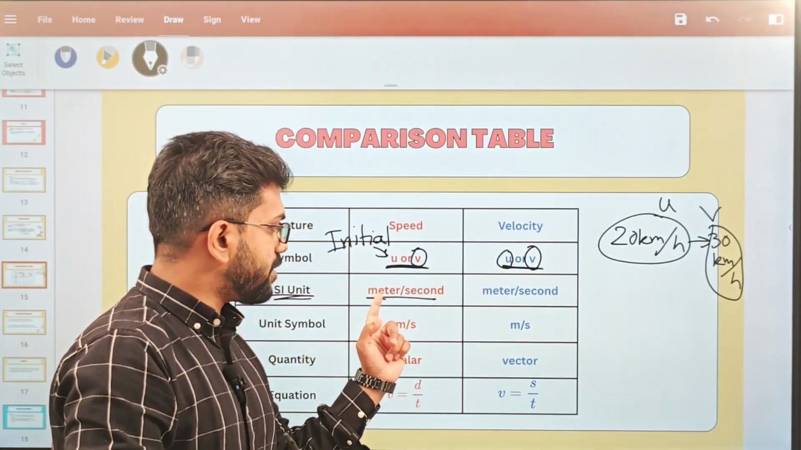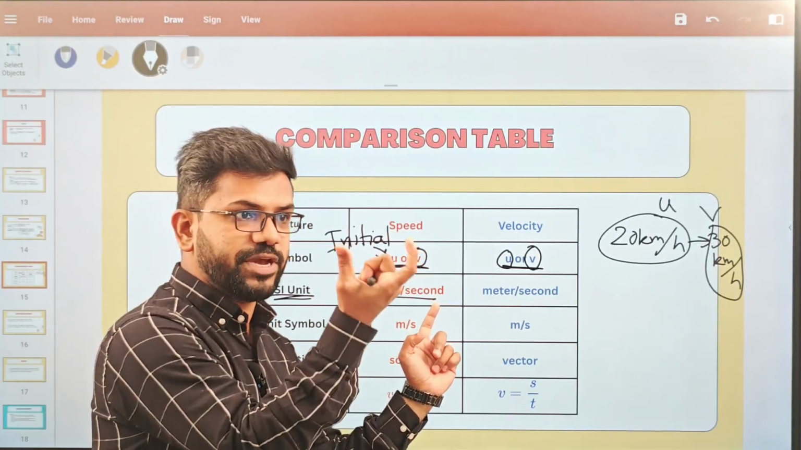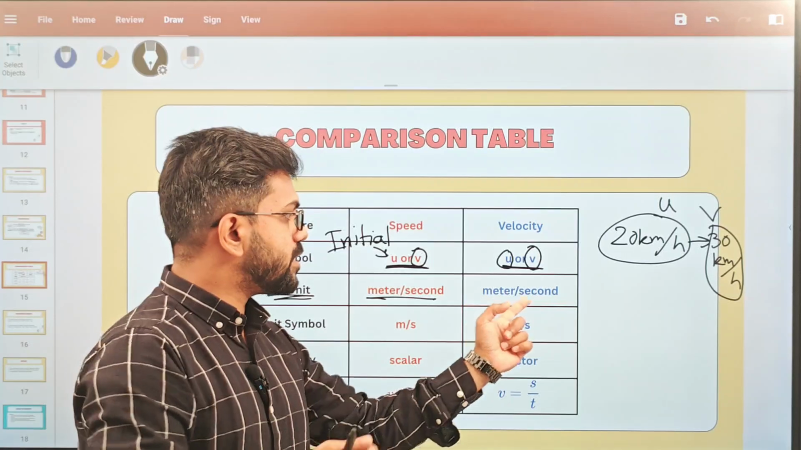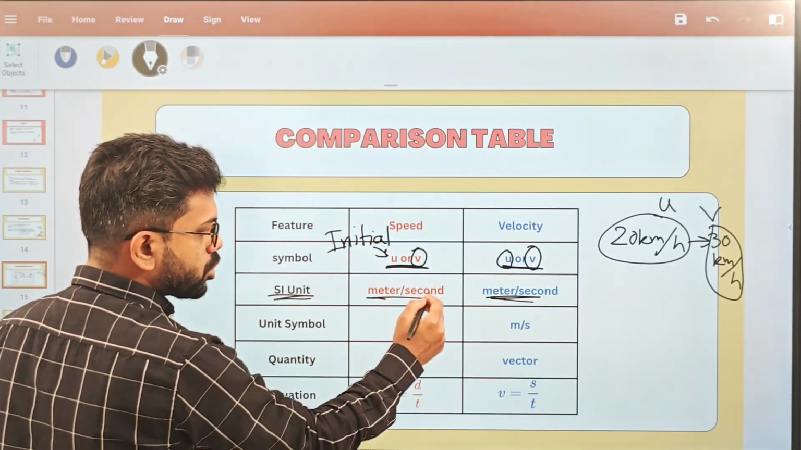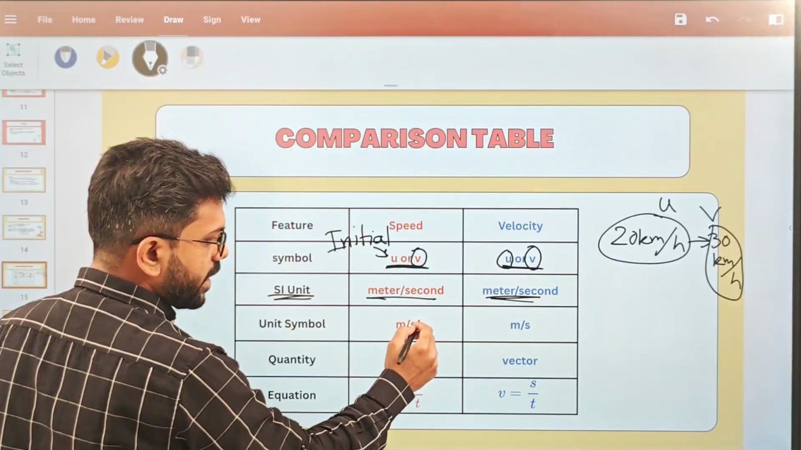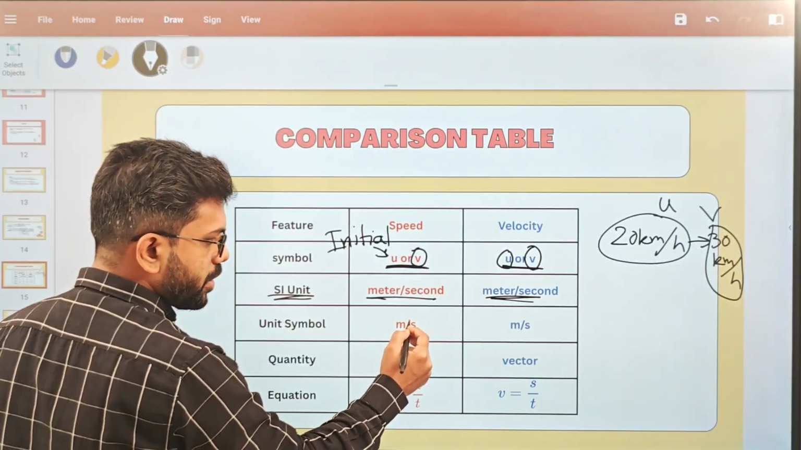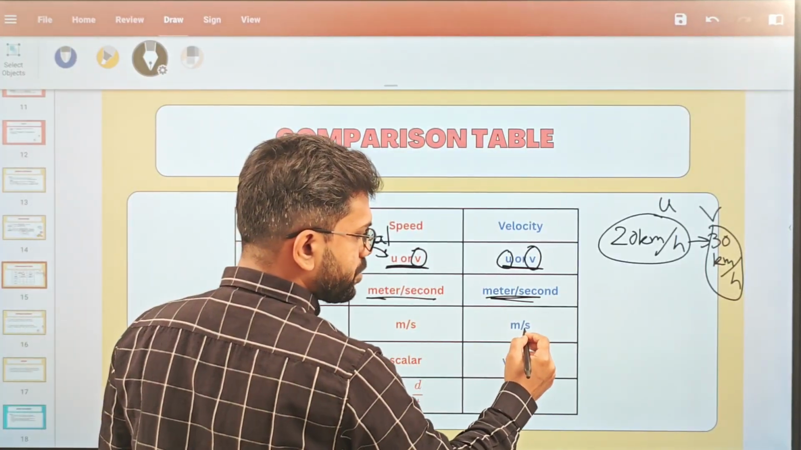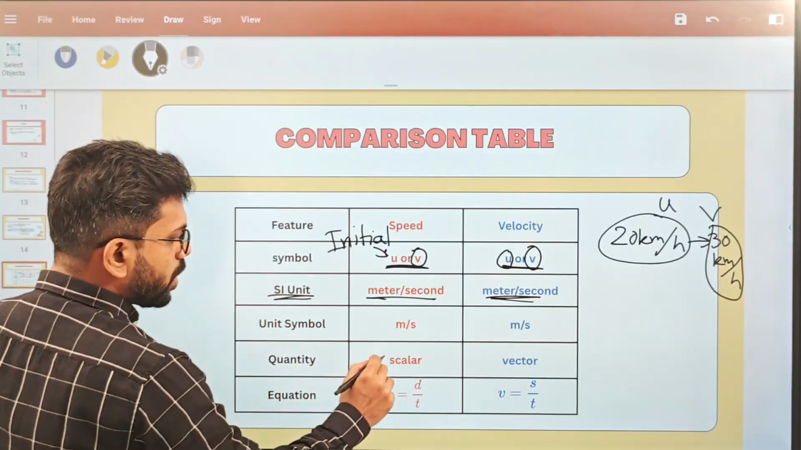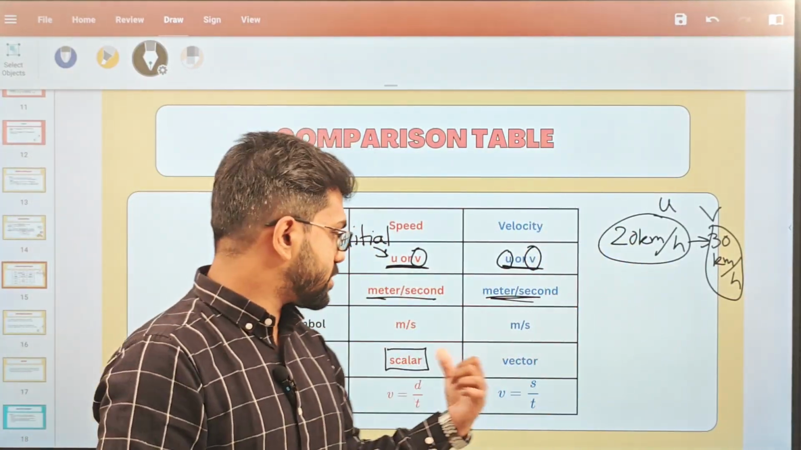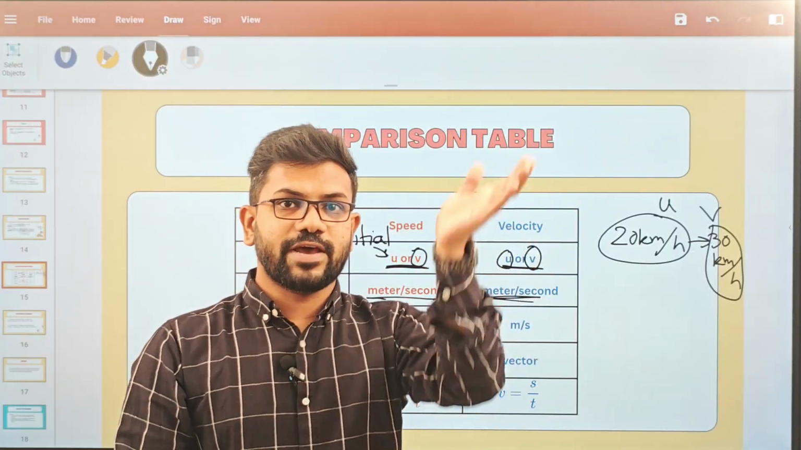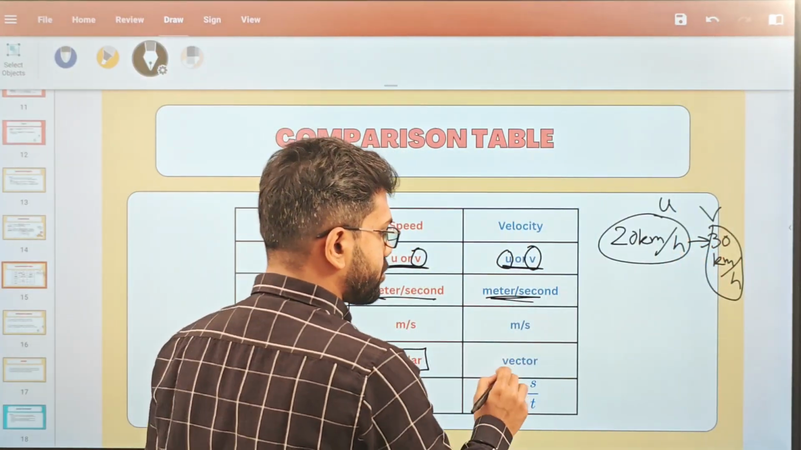They have the same SI unit, standard unit, meter per second. Distance covered per unit time, so meter per second. This also has the same unit, meter per second. The unit symbol is the short form of it, m/s, so meter per second. This is also meter per second. Quantity, as we know, speed only has value, so this is a scalar quantity. Velocity has value and direction, so it's a vector quantity.